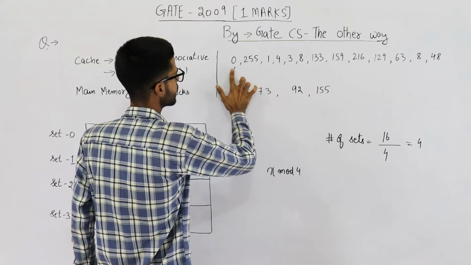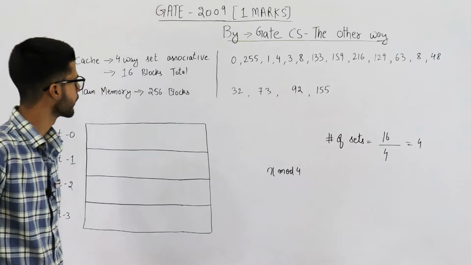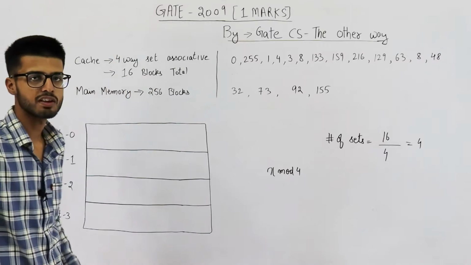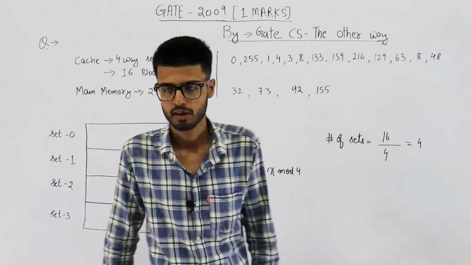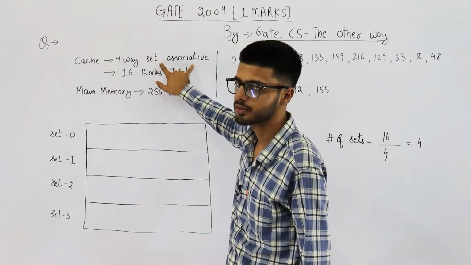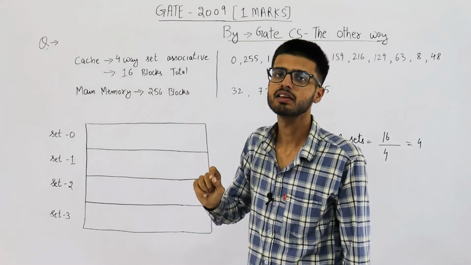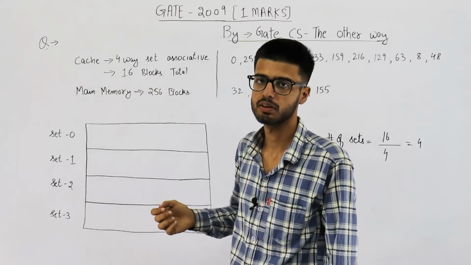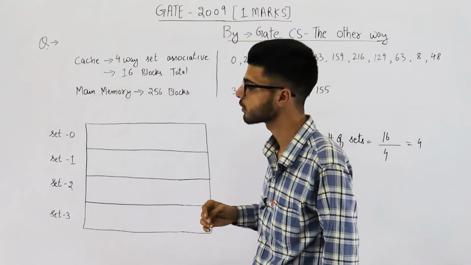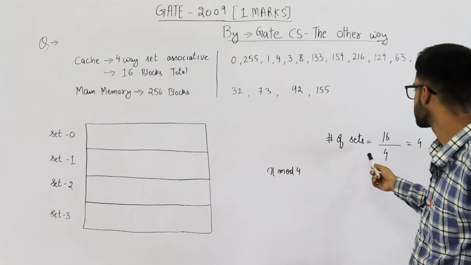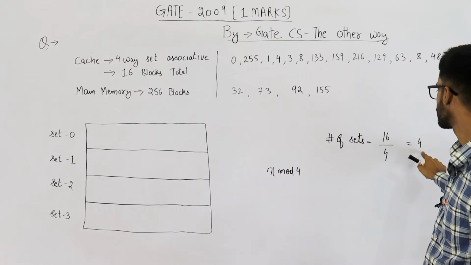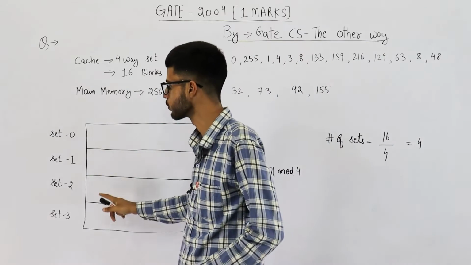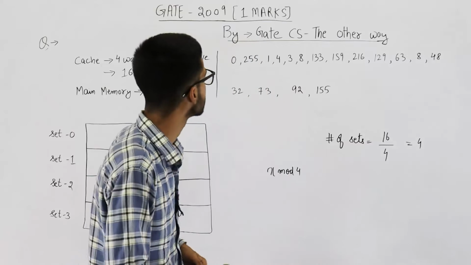by CPU. First thing is number of blocks in cache are 16 and we are using four-way set associative memory mapping. Saying that the cache is four-way set associative means each set will contain 4 blocks. Total we have 16 blocks. How many sets will be there? 16 divided by 4, that is 4 sets. So I've written here number of sets will be 16 by 4, which is 4, and they will be numbered from 0 to 3. Set number 0, 1, 2, 3. We have 4 sets.